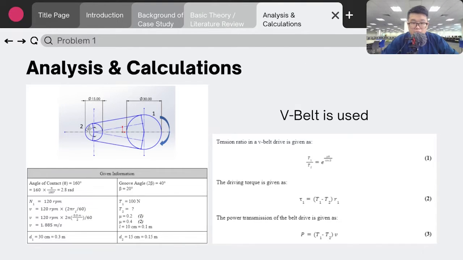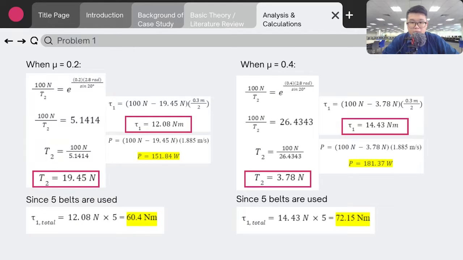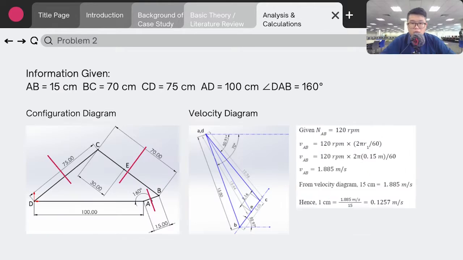For problem 1, we can list out the information given and then substitute into equations 1, 2, and 3 to determine the slack tension, driving torque, and power transmission. Notice that we are using a V-belt for the belt drive. After that, we can get the value of slack tension, power transmitted, and total driving torque for each coefficient of friction. You can see how coefficient of friction affects our final result.